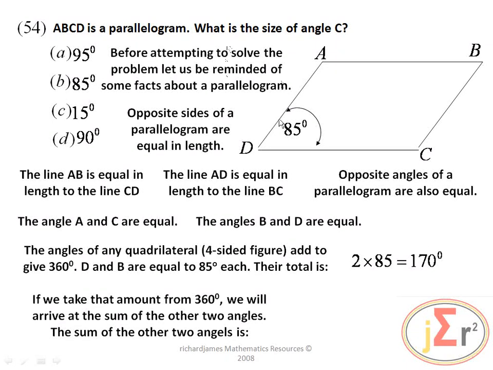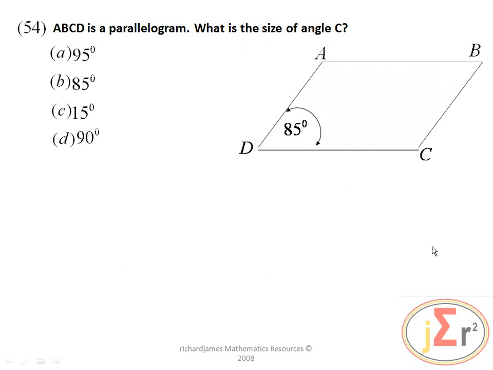So these two give 170 degrees. If we take 170 from 360, we are going to get 190 degrees. Now, 190 degrees will be what? The sum of these two. And of course, these two are the same in size. These two angles, opposite angles, are the same in size.